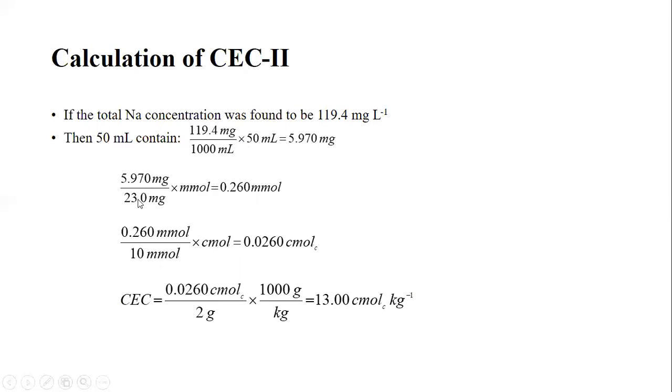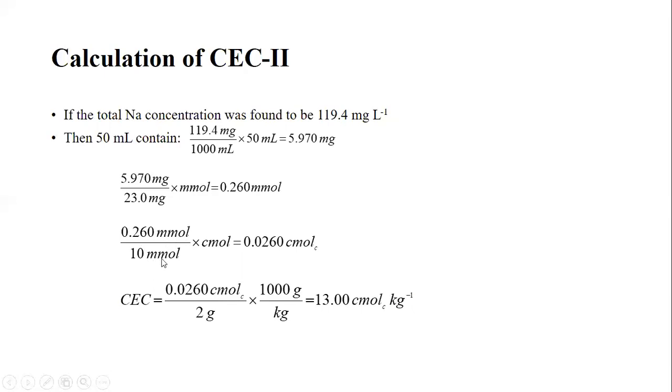Okay, I want to change it to millimole. Remember the atomic weight of sodium is 23, so we divide the milligram by the atomic weight to give us millimole. It gave us 0.260 millimole, the total amount that came from our soil, from the 2 grams of soil. Remember, always put the correct units, which are centimole of charge per kilogram of soil. That's the only acceptable unit for cation exchange capacity.